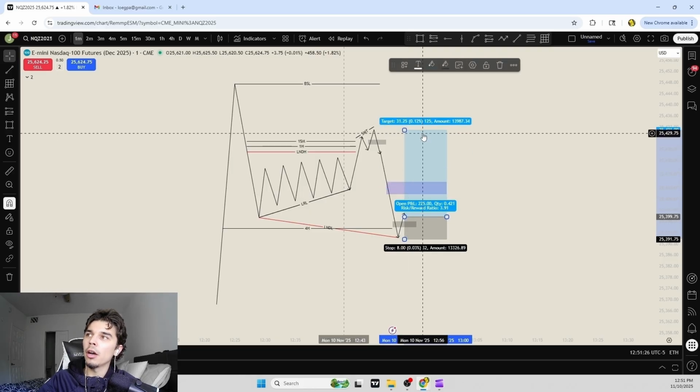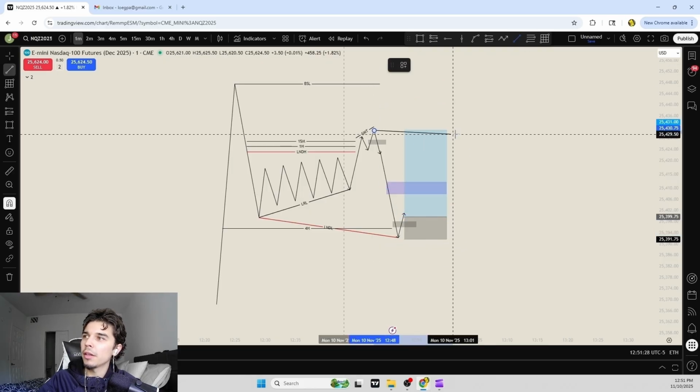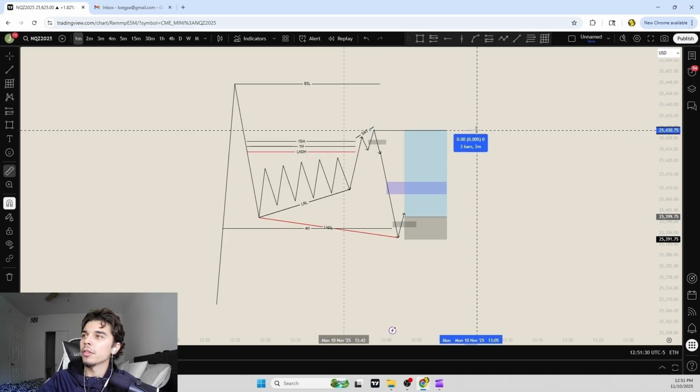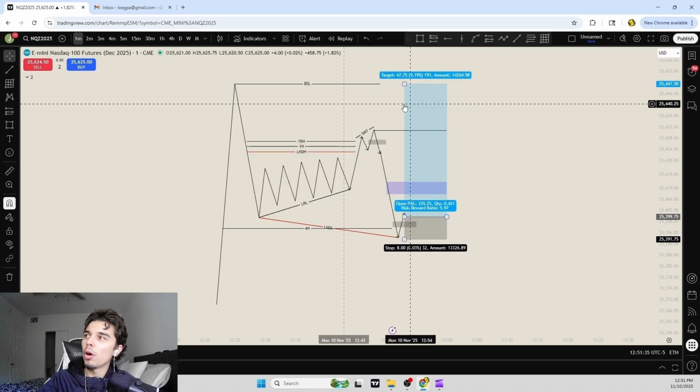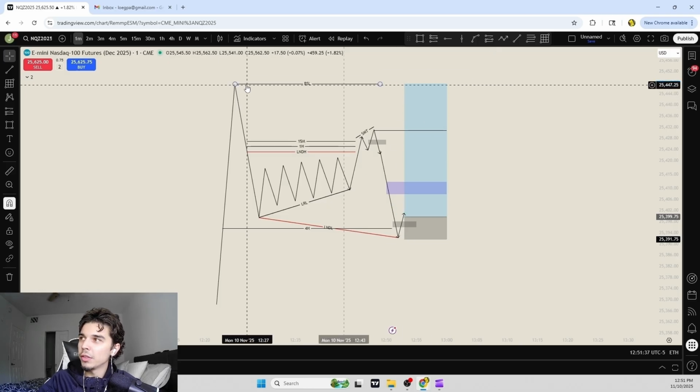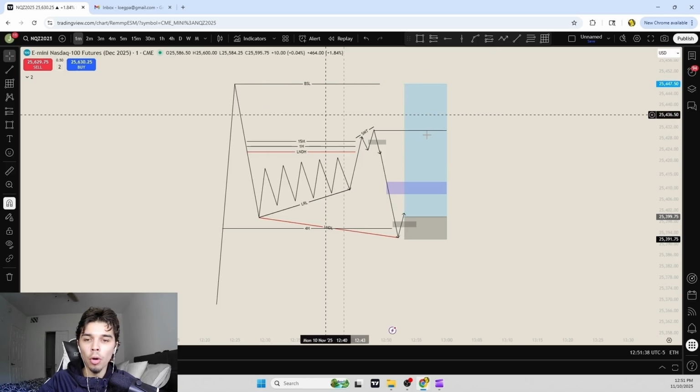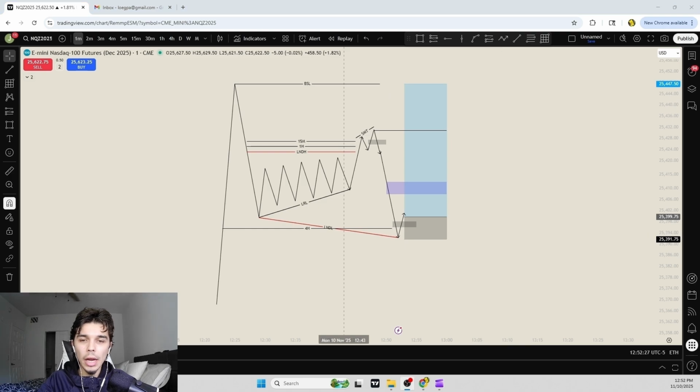You can then take TP2 all the way up to this buy side liquidity right here that was created earlier in the session. And then you can leave your final take profit all the way up to our highest time frame narrative, which was this buy side liquidity resting all the way up here. So this is what I do every single morning.